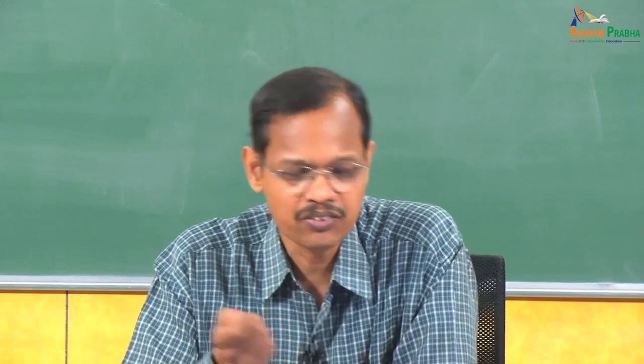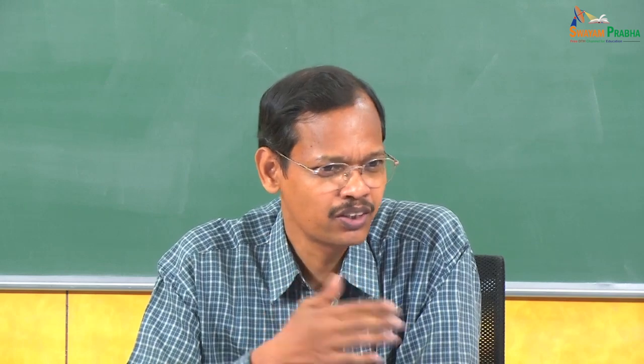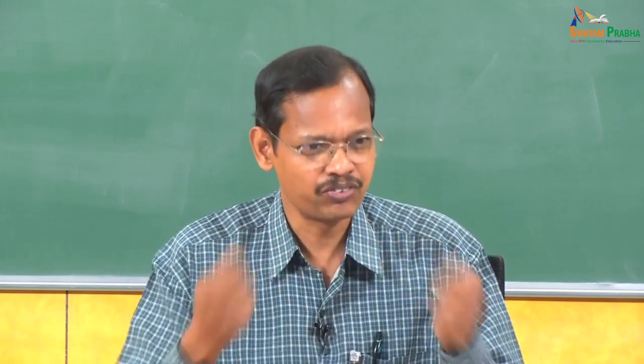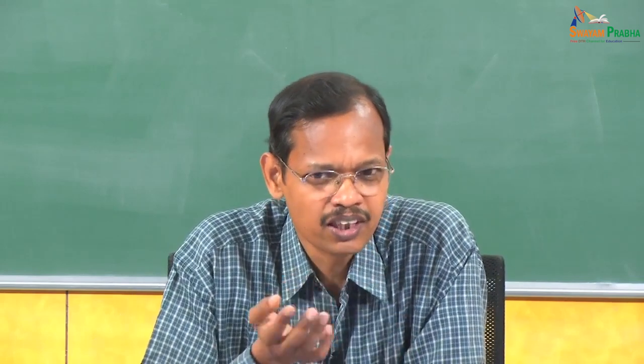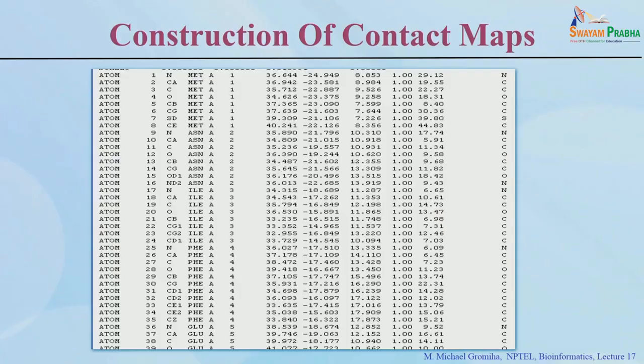In the case that you have all atoms, then you can reduce the distance, either to 4 angstrom or 5 angstrom, because otherwise you will get more contacts. So depending upon the atoms you use, either C alpha, C beta, or all atoms, you can define a threshold. Now here these are coordinates, and this is the residue name.